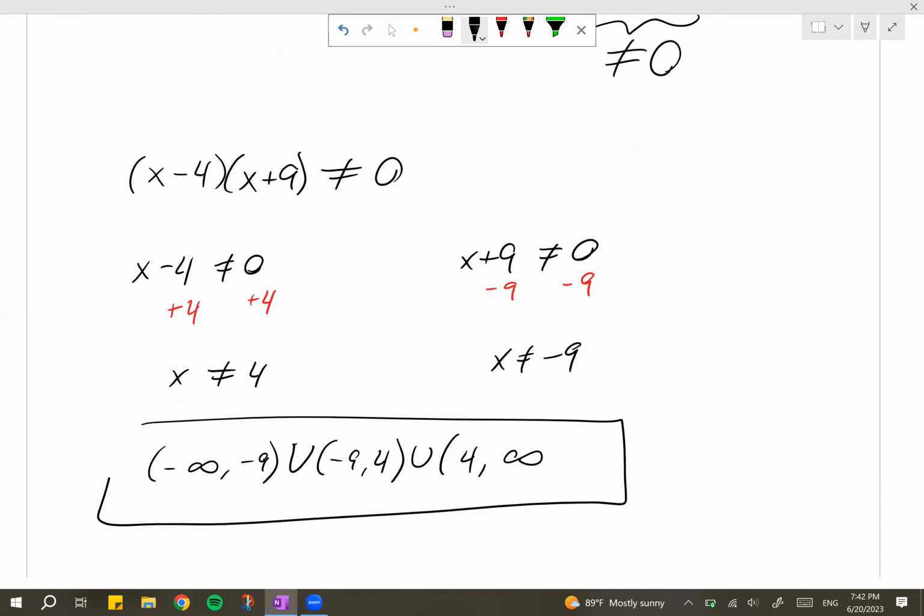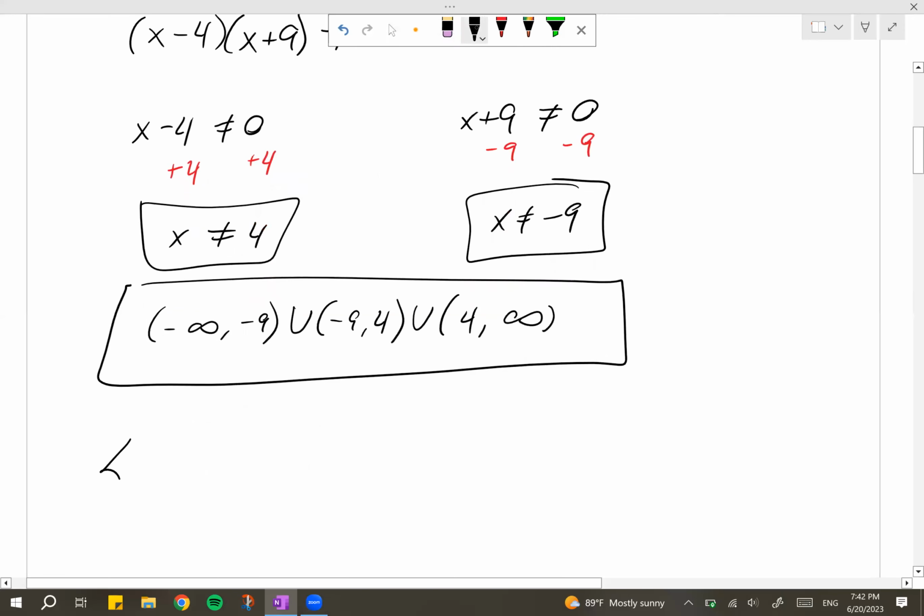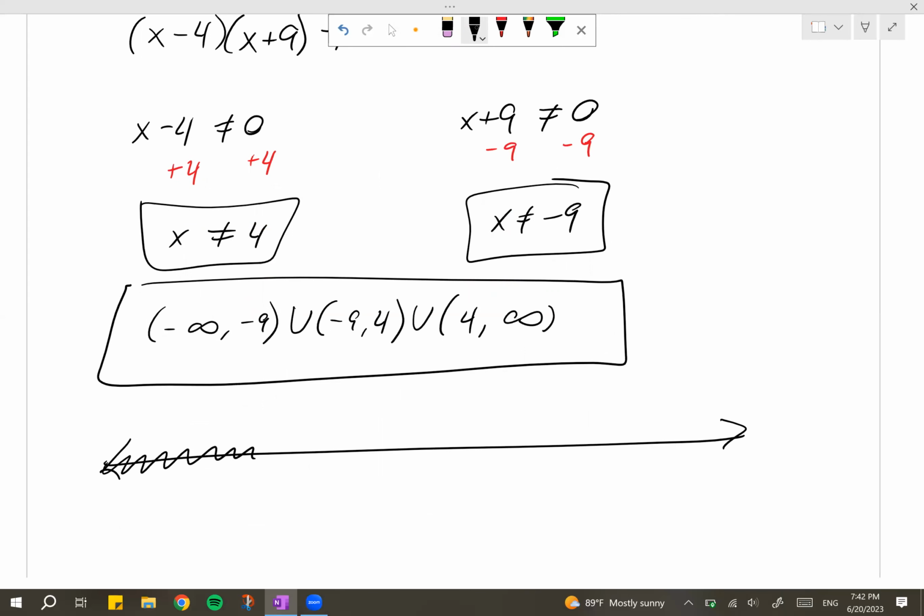And this is my domain. I can't have negative 9 and I can't have 4. So this union tells me, on the number line, I'm going to include all this stuff until I get to negative 9. I'm going to jump over negative 9, and I'm going to get all this stuff, and I'm going to jump over 4 and get all the rest. So this would be my solution.